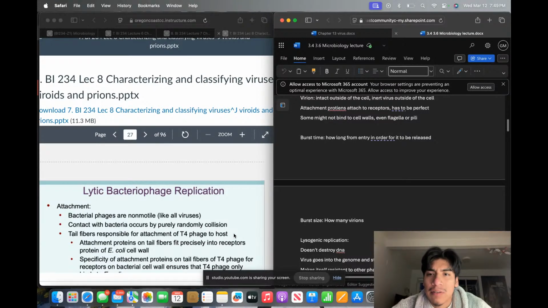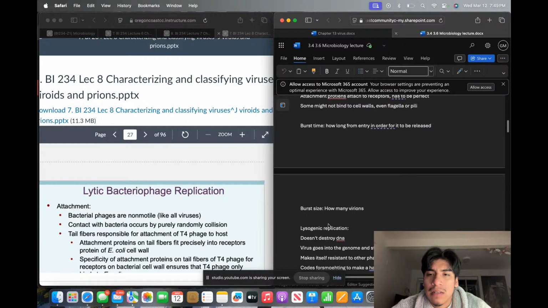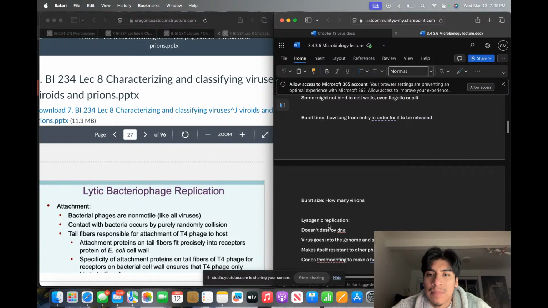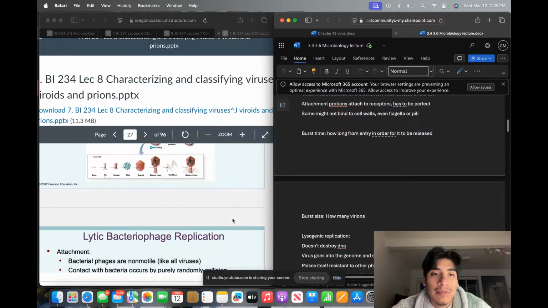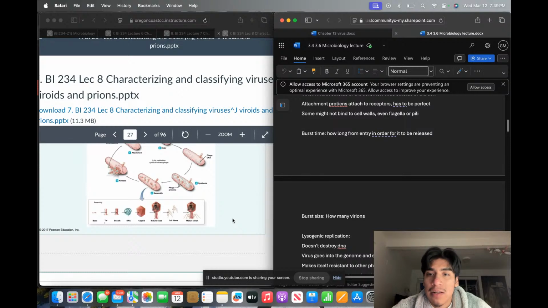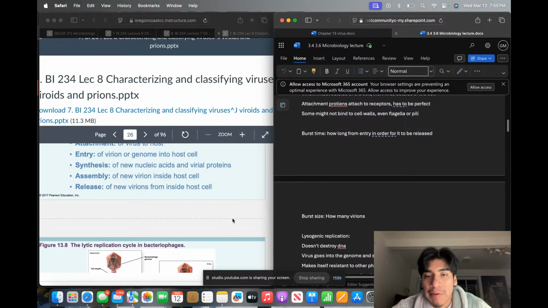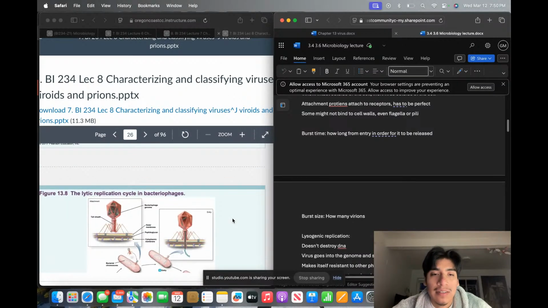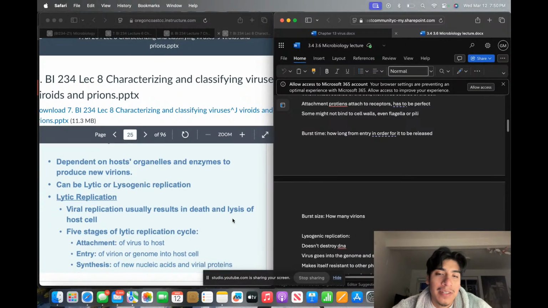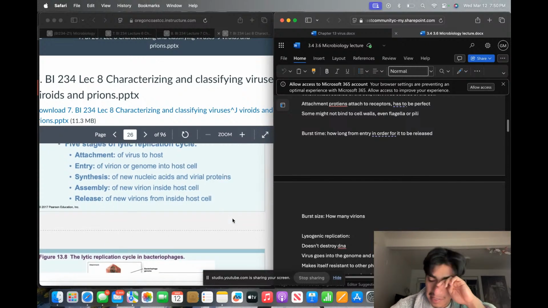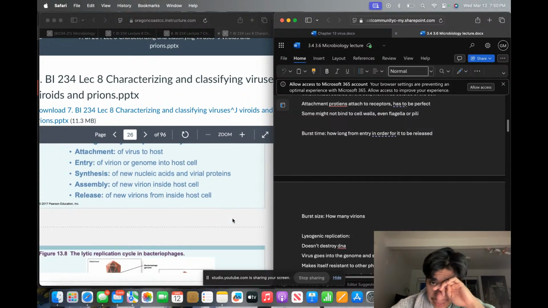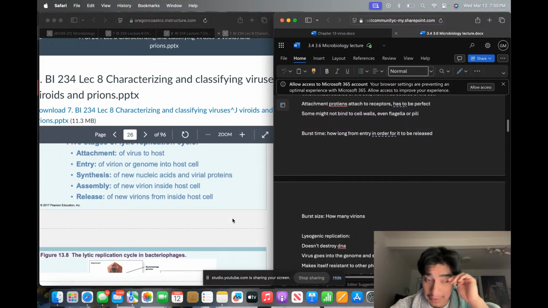so it may not bind to cell walls. Burst time. A good term to remember is burst time, which is how long it takes from attachment and entry for the virion to be released. So how long it takes to burst. Burst time kind of reminds me of the movie Alien, how long it takes for the alien to burst out.